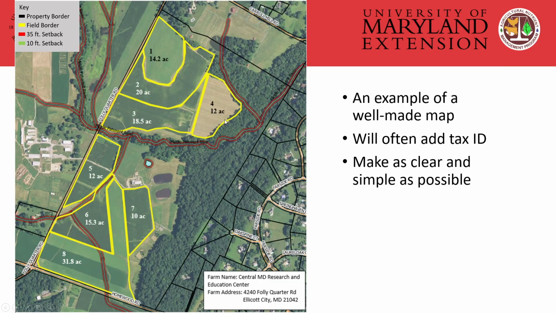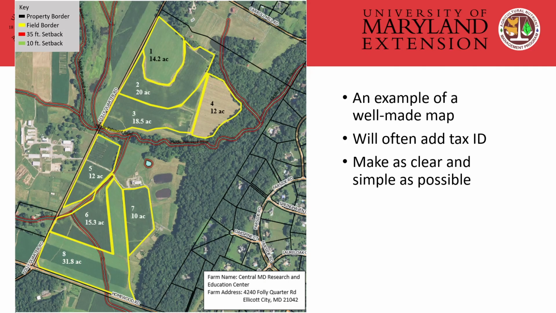All right, here's an example of a well-made map that we created using our software. You could do something similar, but the nice part is it has these setbacks from the stream. You can see the 10 and 35-foot setbacks already shown on the map. So when you go to fill out your required setbacks sheet that has to be in your plan, it's easy to see which fields require setbacks.